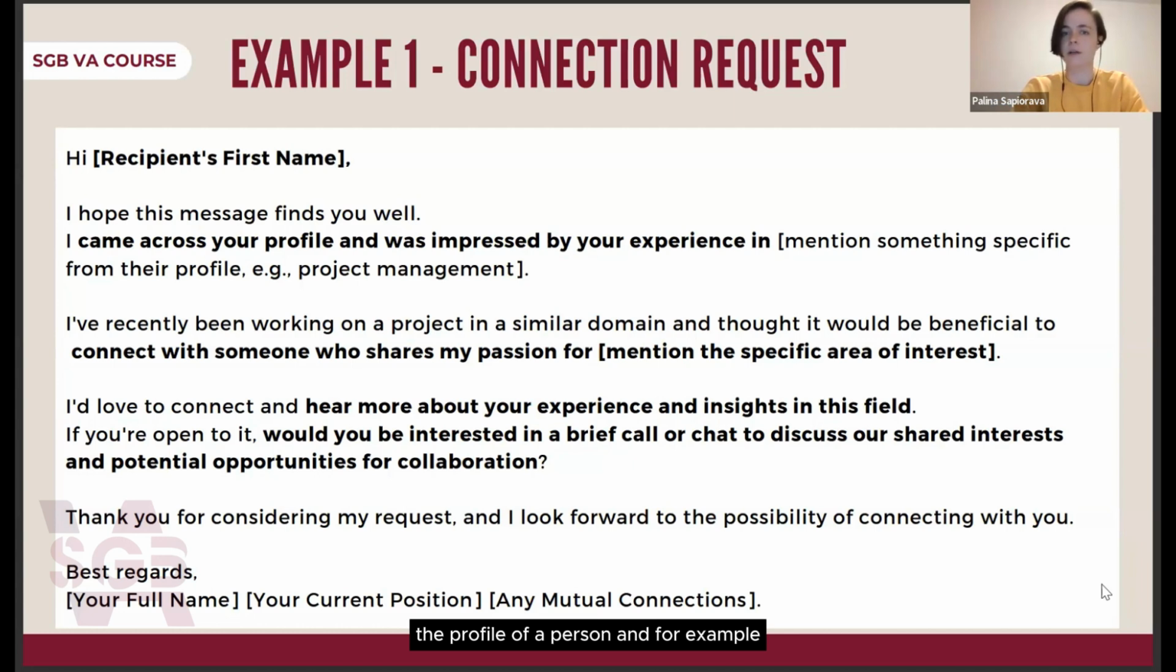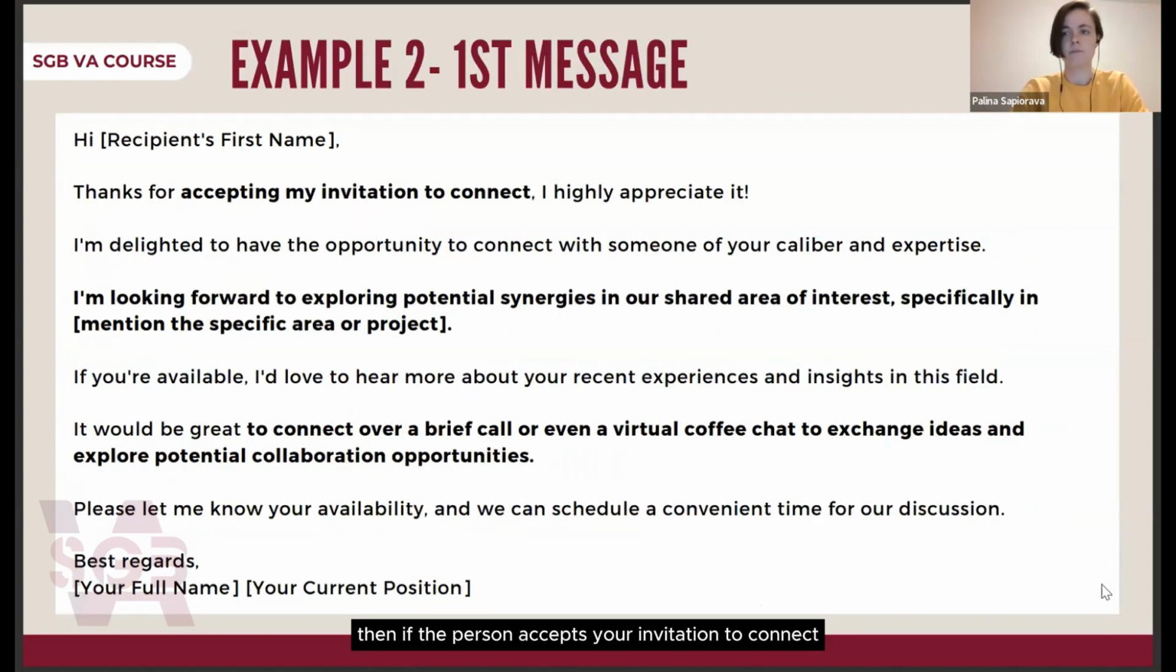But again, there are some points that you can mention that you have come across the profile of a person, and for example, you were really impressed by their experience in some topic, and you would like to connect with this person because you also share this interest, and you would like to create a network with people with this interest. Then, if the person accepts your invitation to connect, you can start a conversation with them. So let's take a look at the example of the first messages.